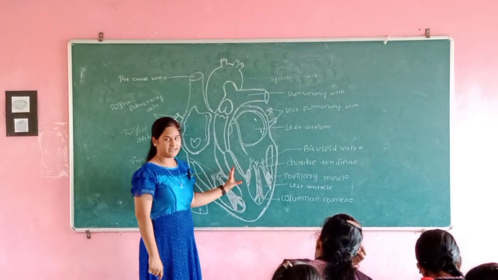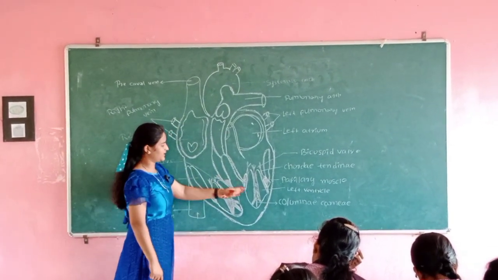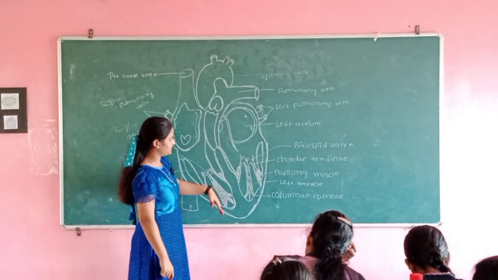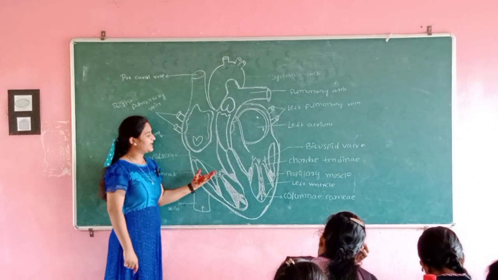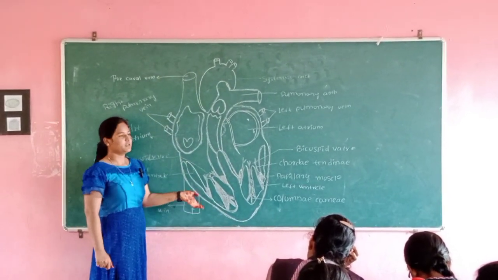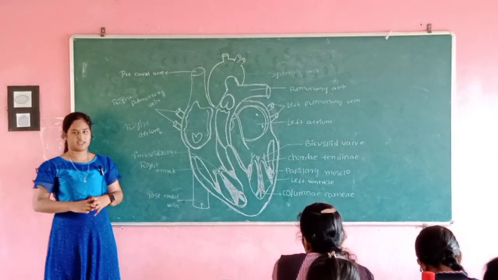Ventricles pump blood. So right ventricle pumps blood to lungs for oxygenation, and left ventricle pumps blood to different parts of the body. So now let us study about nodal tissues.